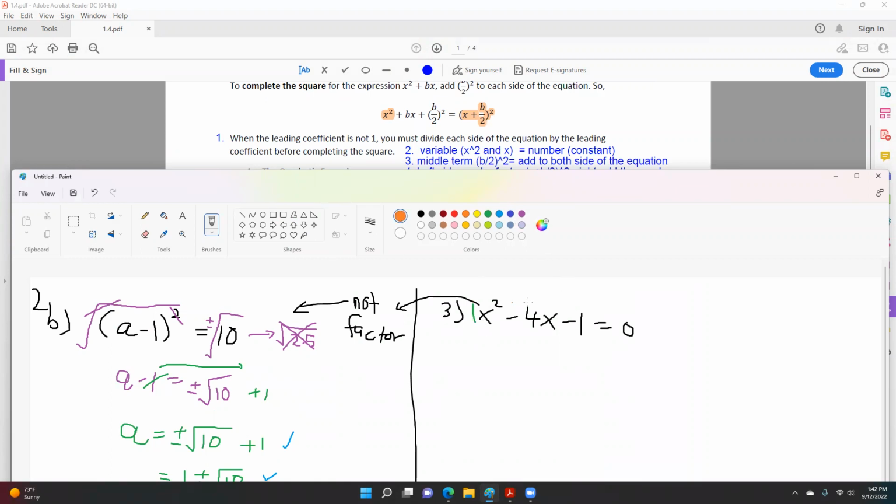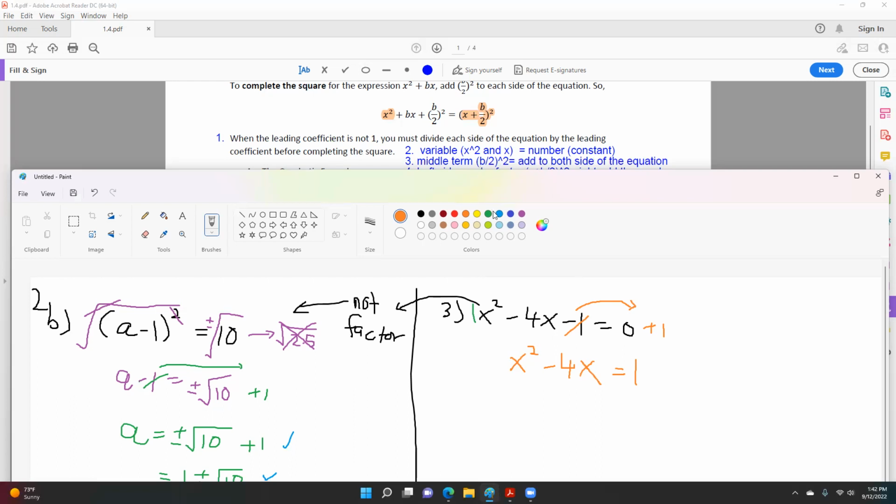So we want the variables on the left side, and we want to move or get rid of the numbers on the other side. And in order for us to get rid of that number, we will add 1. So what we have in this case will be x squared minus 4x equals 1. So this is your second step, where you separate your variables on one side and your numbers on the other side.